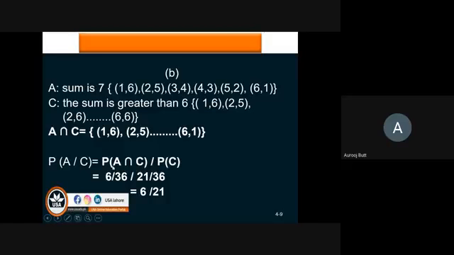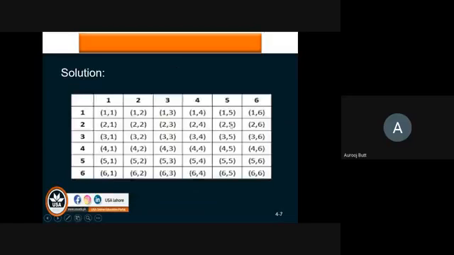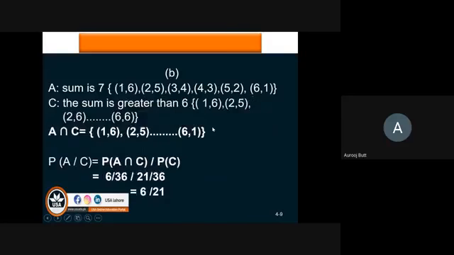So while writing the probability, what is the classical approach of probability? Simply the number of sample points that are common in both A and C divided by the number of sample points in the entire sample space. So the number of sample points common in A and C, how many are there? 6 sample points. And you will divide it by the total number of sample points in the entire sample space, and we know we have a total of 36 sample points. So 6 by 36 is the probability of A intersection C.